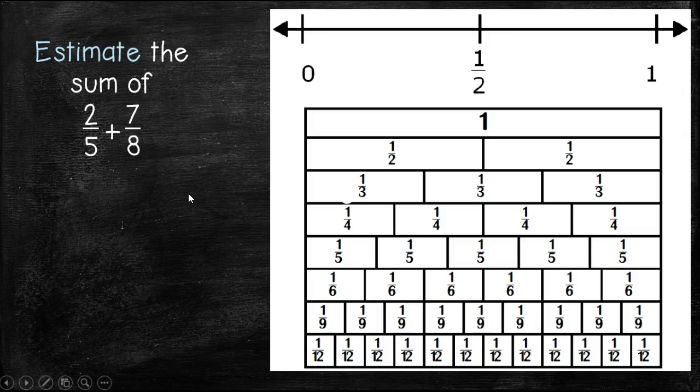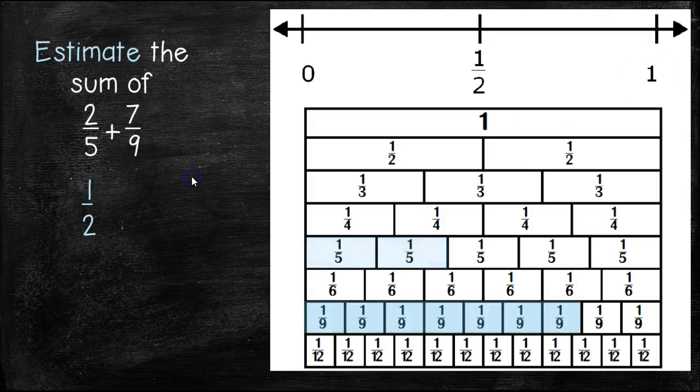So here's our problem again. It was estimate the sum of 2/5 plus 7/8. Well, the first thing we need to do is highlight 2/5. So we've highlighted them here in blue. Are 2/5 closer to 0, 1/2, or 1? Well, if you said 2/5 are closer to 1/2, you would be correct. See, it's just a little bit of space to the 1/2, way less than if we're going to go all the way to 0, and of course 1 is very far away.